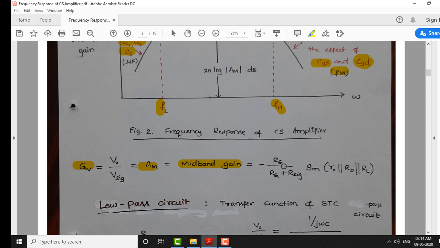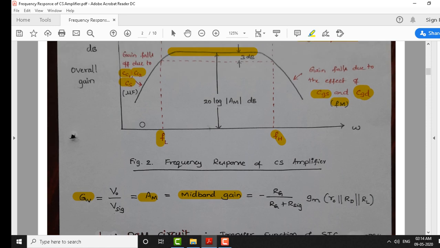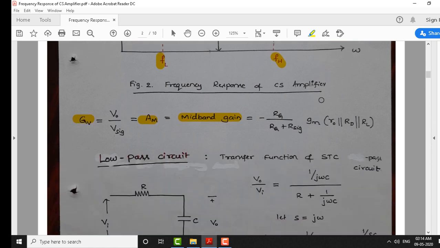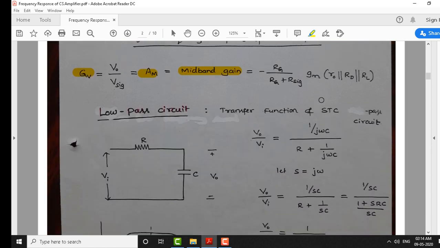Now let us dig further into the details of this frequency response, and model the high frequency region with a low pass filter and the low frequency region with a high pass filter, and see how exactly there is a drop in gain in these two frequency bands. Now let us see the low pass circuit.